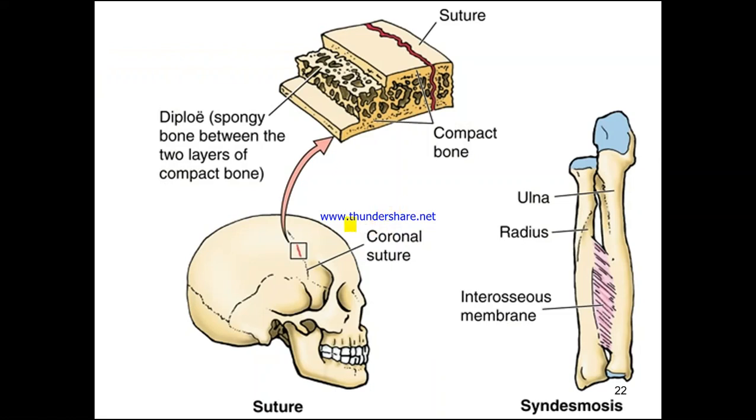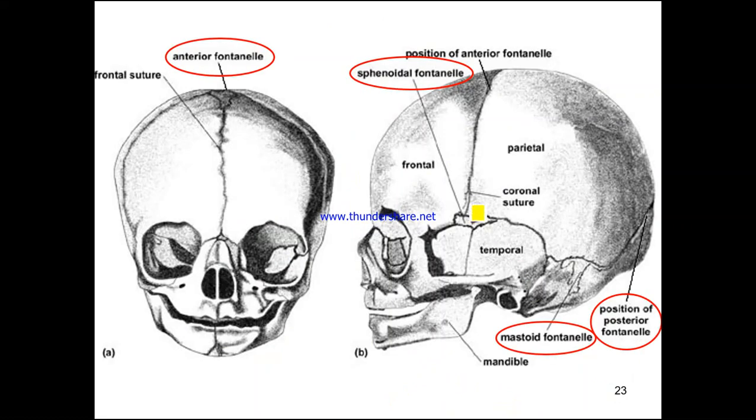And so here we can see some examples. We can see a suture, such as found within the coronal suture, and a syndesmosis, as found in the radius and the ulna.